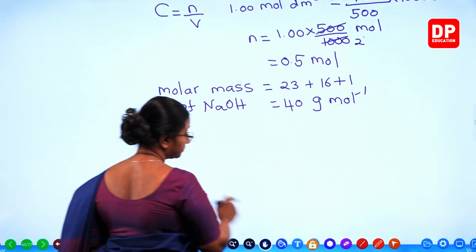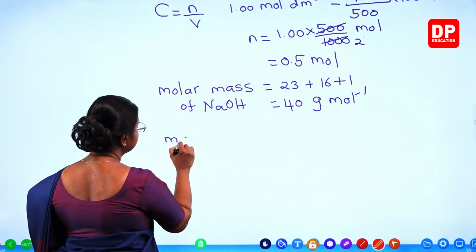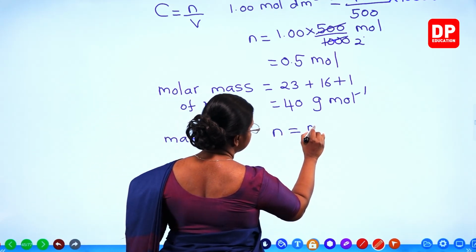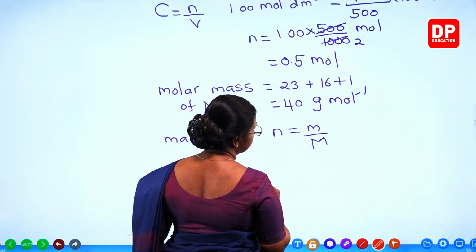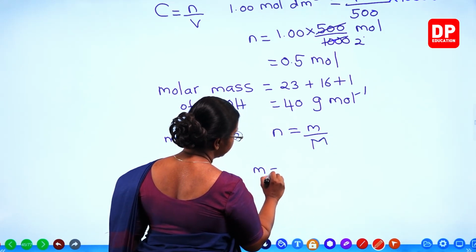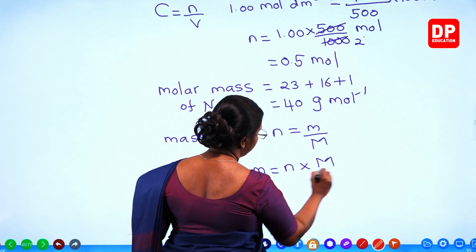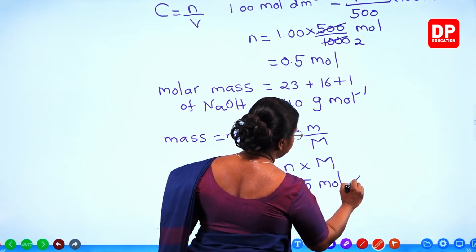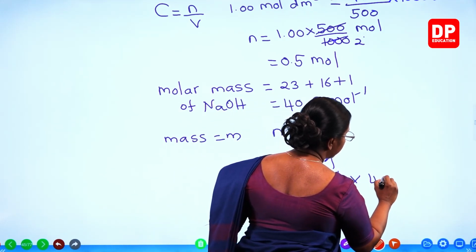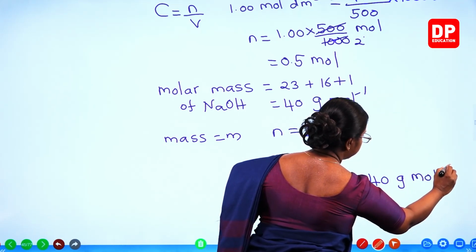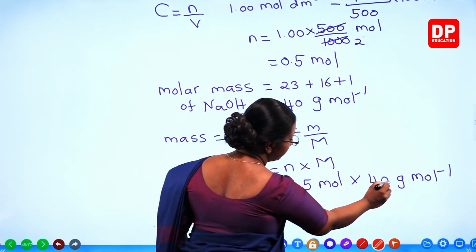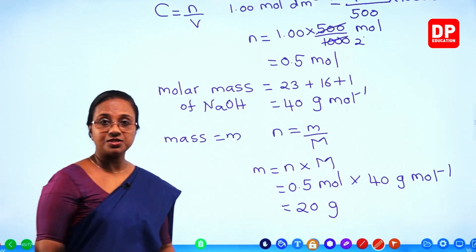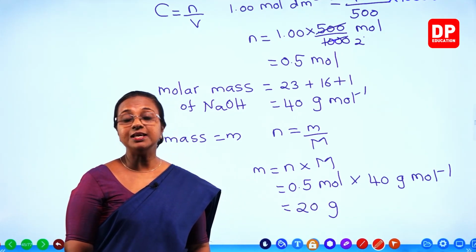So then, to find the mass, if we take that as m, what is the equation? Number of moles equals mass over molar mass. And when you rearrange, mass is equal to number of moles times molar mass. So the number of moles we calculated as 0.5 moles, times molar mass, 40 grams per mole. Here you will get the value 0.5 times 40, 20 grams. Mole and mole to the power minus 1 get cancelled off. The answer will be 20 grams.